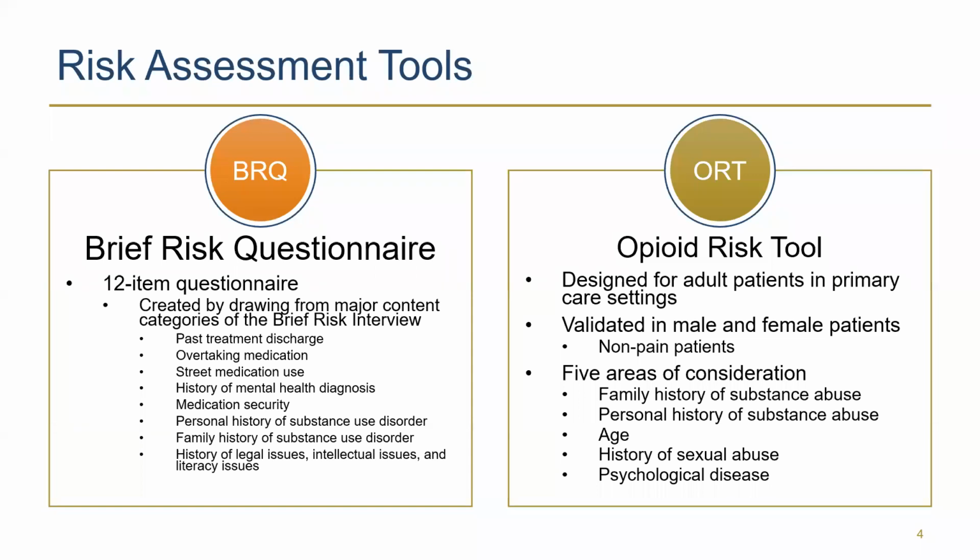And when we talk about the Opioid Risk Tool, you'll see that tool, for example, is designed for adult patients in primary care settings, and it's specifically gendered for male and female patients. And it's designed for non-pain patients. That's where it's validated. You can still use it for your pain patients, but it's not as robust in the evidence saying it works well for them.